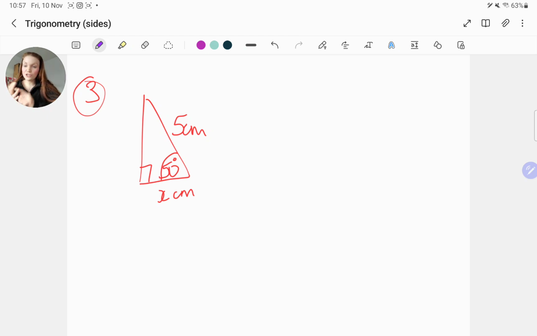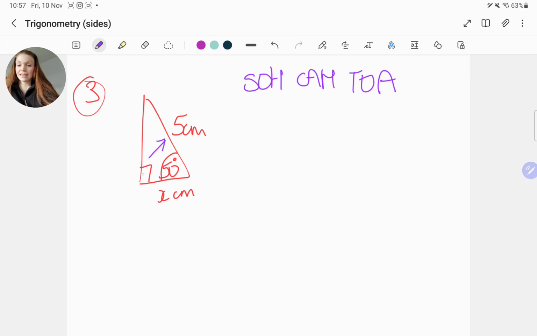Well, we have got 2 sides and an angle, so it has to be trig. Let's write out our little acronym, SOHCAHTOA. Okay, let's label our triangle. Do you see how it's the same drill every time? Opposite the right angle is the hypotenuse. Opposite the angle is O, and the side on the same side as both angles is adjacent.